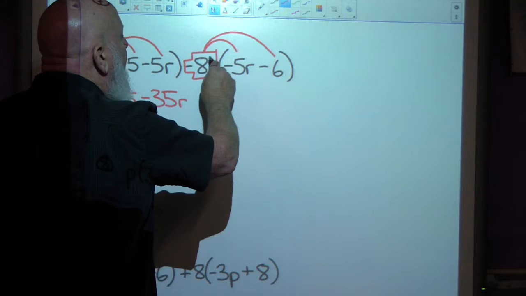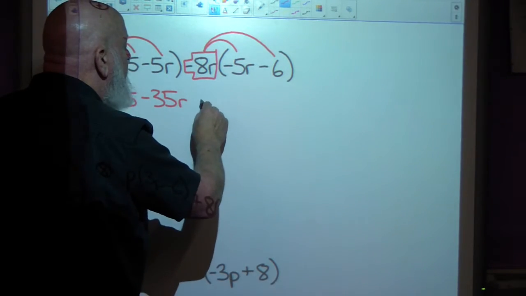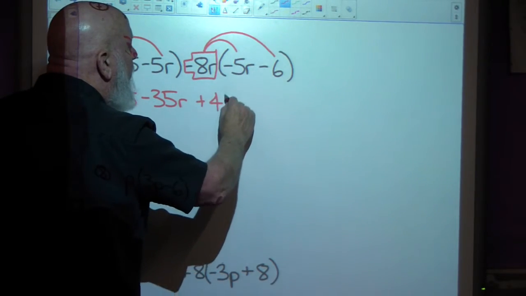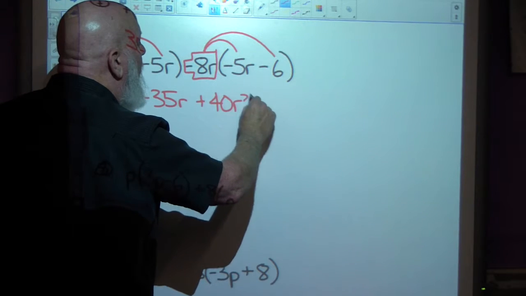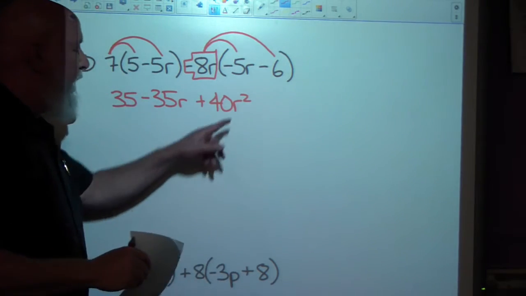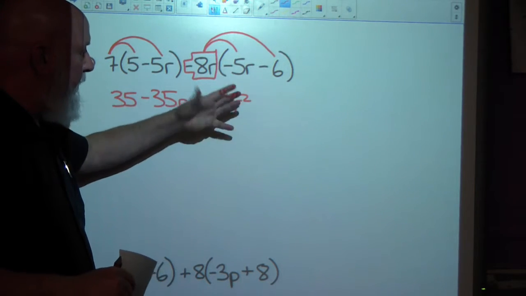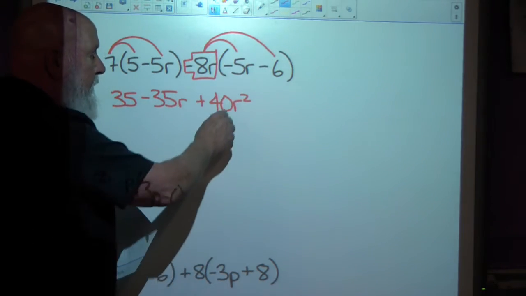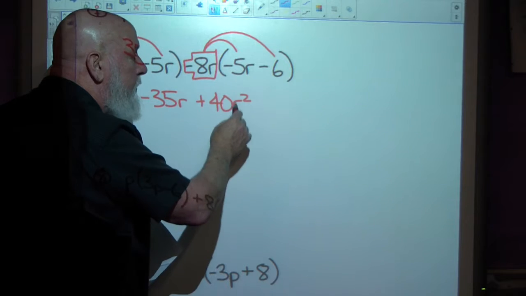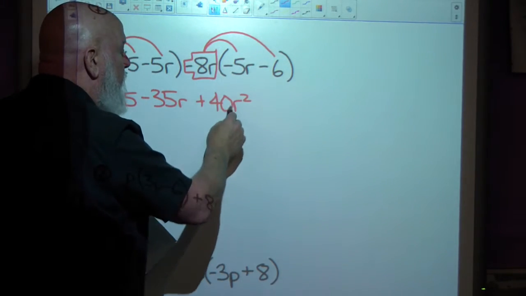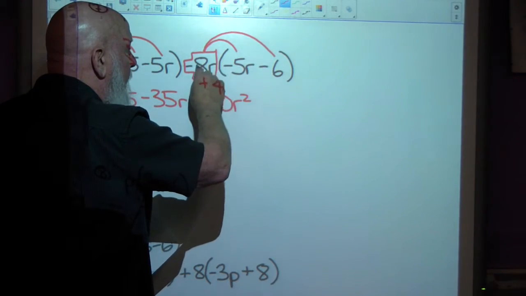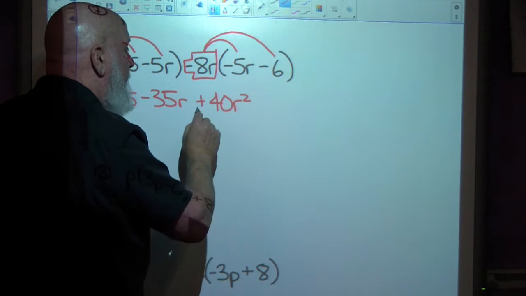This would be negative 8r times negative 5r. That's going to be positive 40r squared. R times r is r to the second power. Okay? R times r, by definition of the exponents, we're multiplying r by itself twice. R times r is r squared. Negative 5 times negative 8 is positive 40.